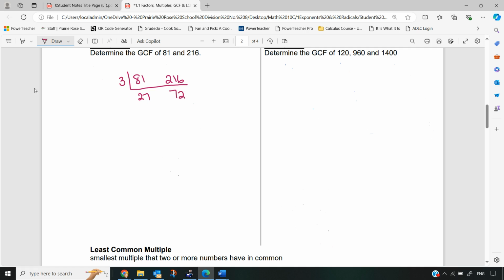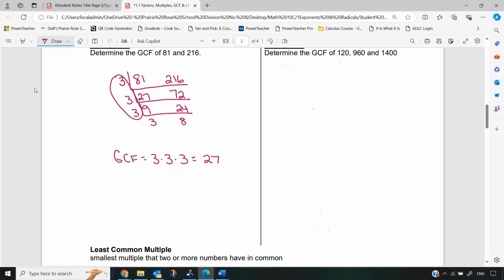Again, I'm asking myself, what's a number that goes into both 27 and 72? Again, 3 goes in. 27 divided by 3 is 9, and 72 divided by 3 is 24. Once again, we can divide out a 3. 9 divided by 3 is 3. 24 divided by 3 is 8. Now when I'm looking at these two numbers, 3 and 8, there is no number that can go into both 3 and 8 other than 1. So then we can stop there. On the side here, what these have in common is my GCF. So the GCF for 81 and 216 is 3 times 3 times 3, which is 27.